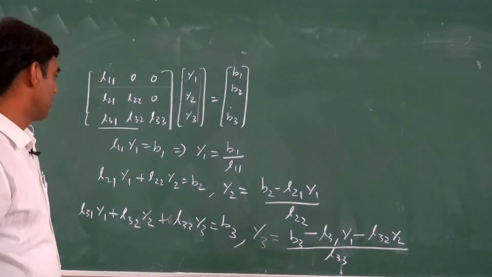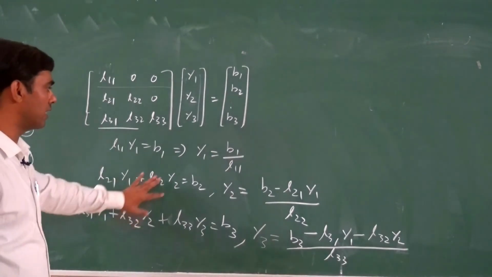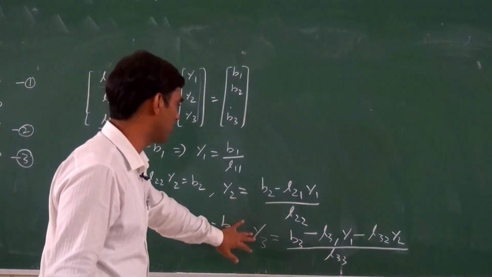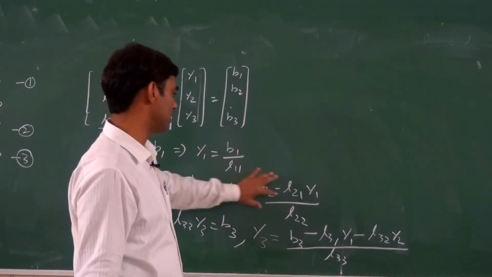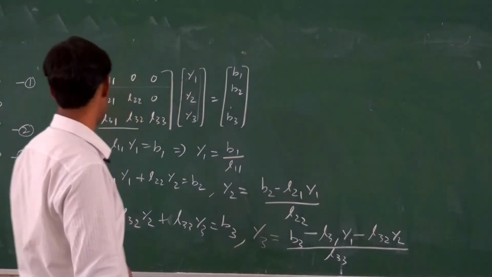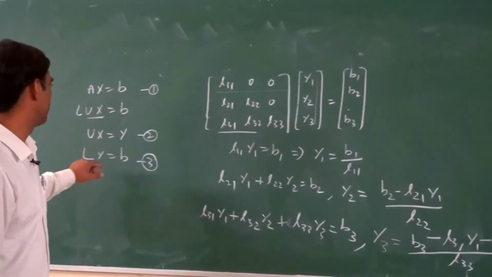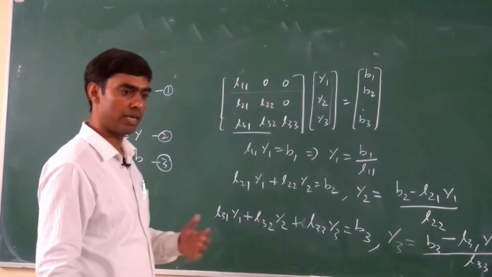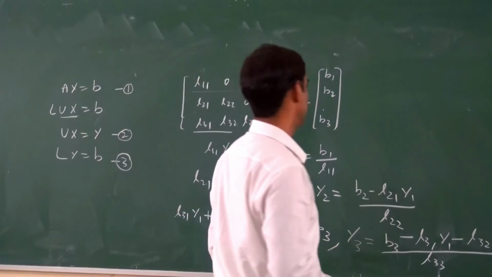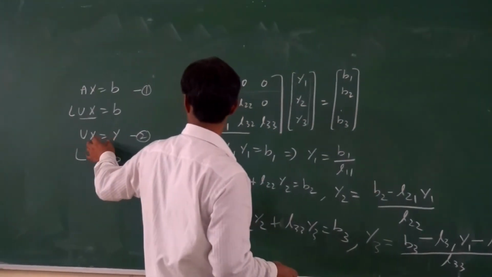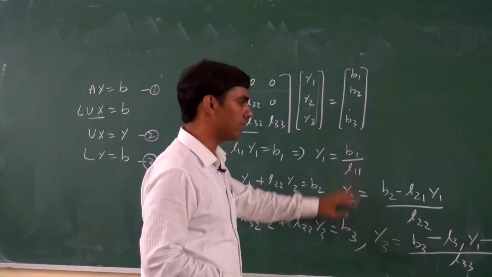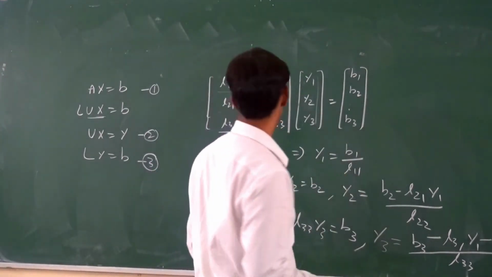So, with the help of forward substitution, we find the values of Y1, Y2 and Y3. Now, Y1 is a constant, which means Y2 is also a constant, and Y3 is also a constant. Now, we solve equation 2 to find the desired solution. So, what is the solution of equation number 2, if we have values for Y1, Y2 and Y3?